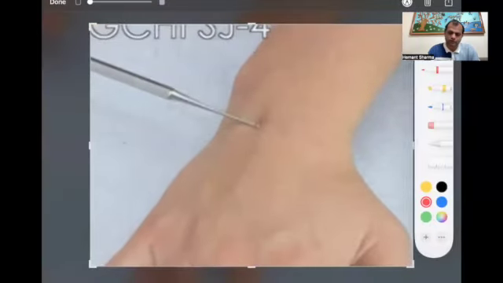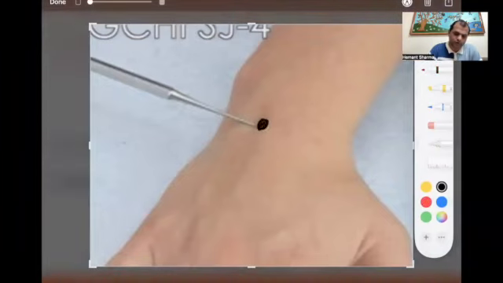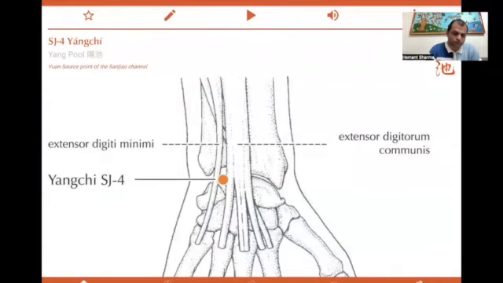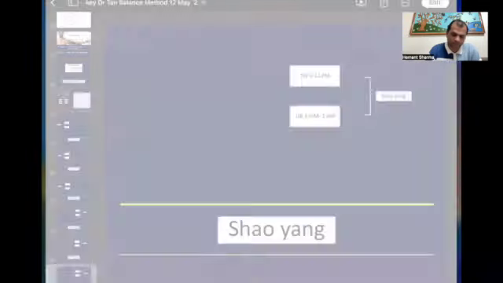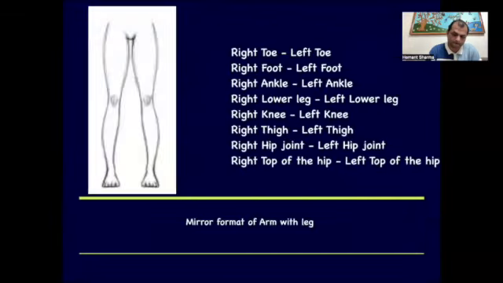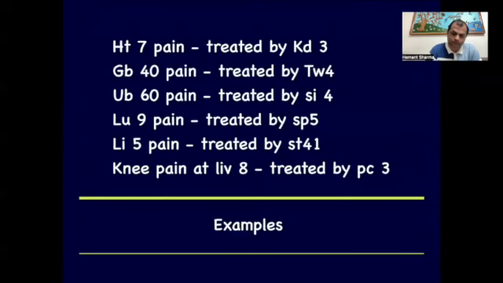We can also do one thing. One point we can put here, one point we can put here. This is triple Warmer 4. We can put triple Warmer 5 also for extra support. And the pain will disappear immediately. So this is called formula number 1 to 3. Let's take the example of urinary bladder 60. We'll treat with the help of small intestine 4. How? Let's explain. Let's discuss.